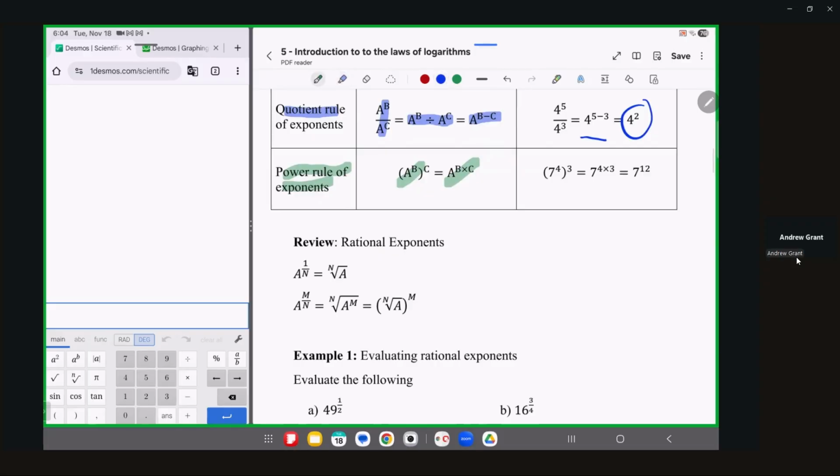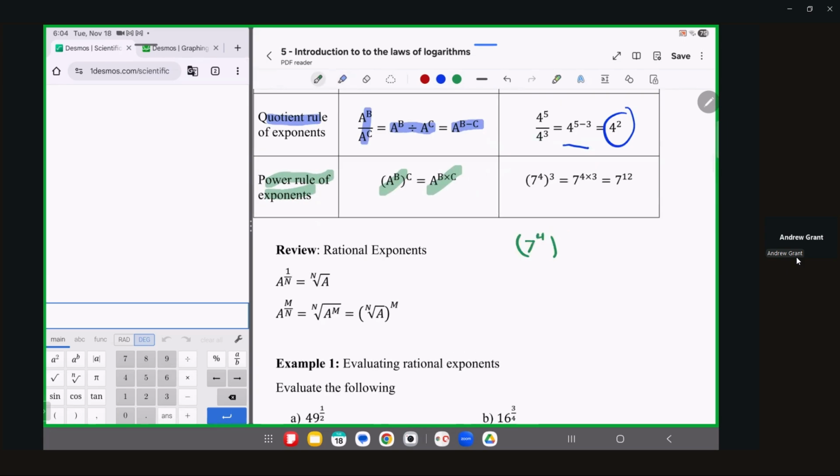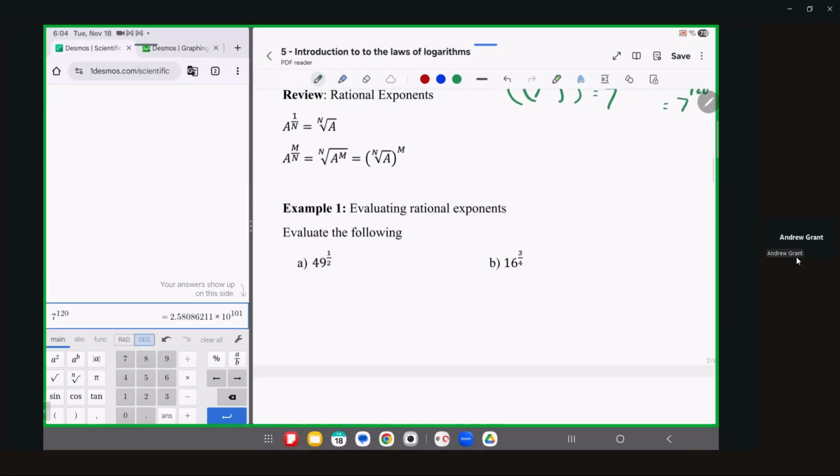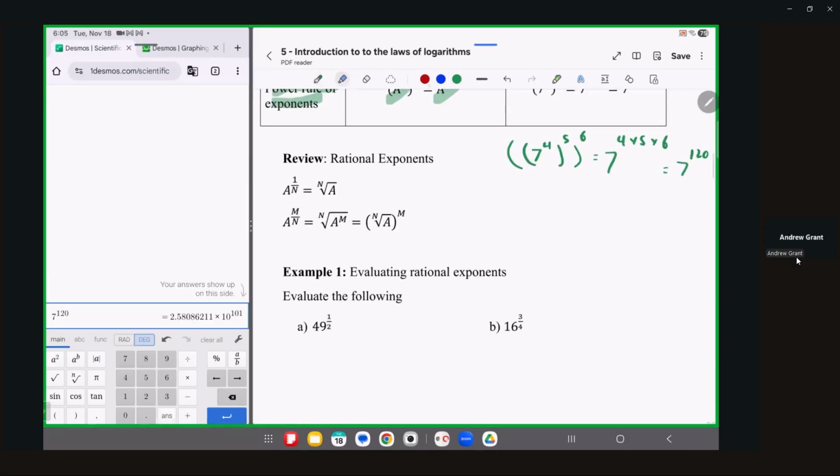So suppose you had something like 7 to the power of 4 to the power of 5 to the power of 6. This is the same thing as 7 to the power of 4 times 5 times 6, which would be 7 to the power of 120, which is some large number. So, okay.